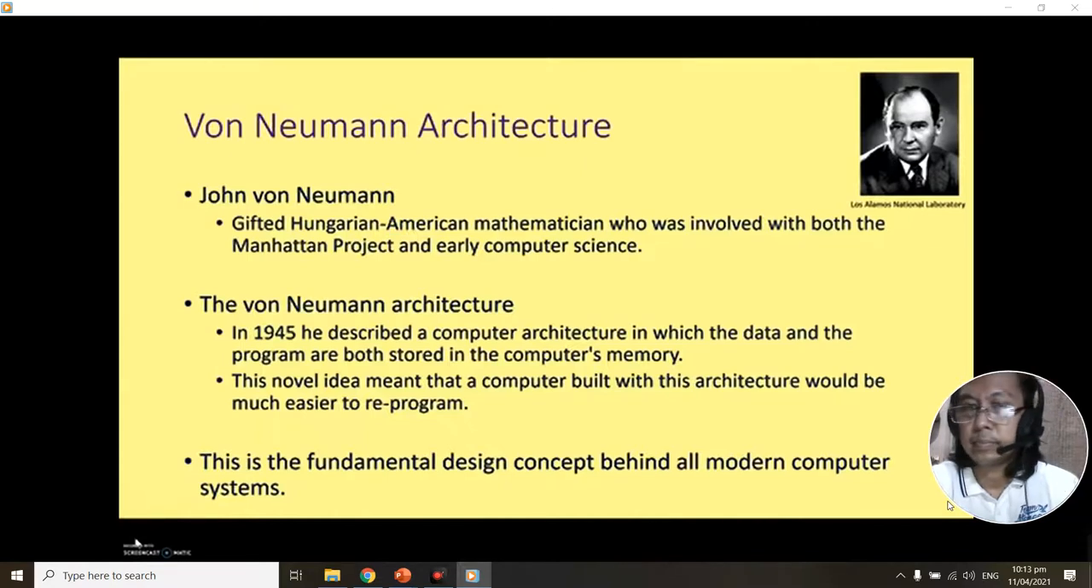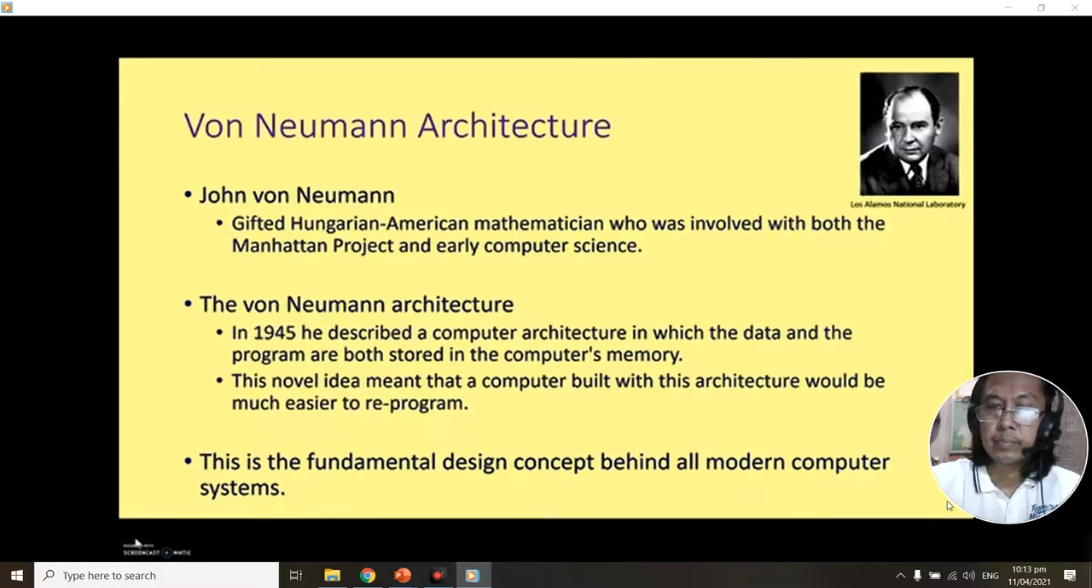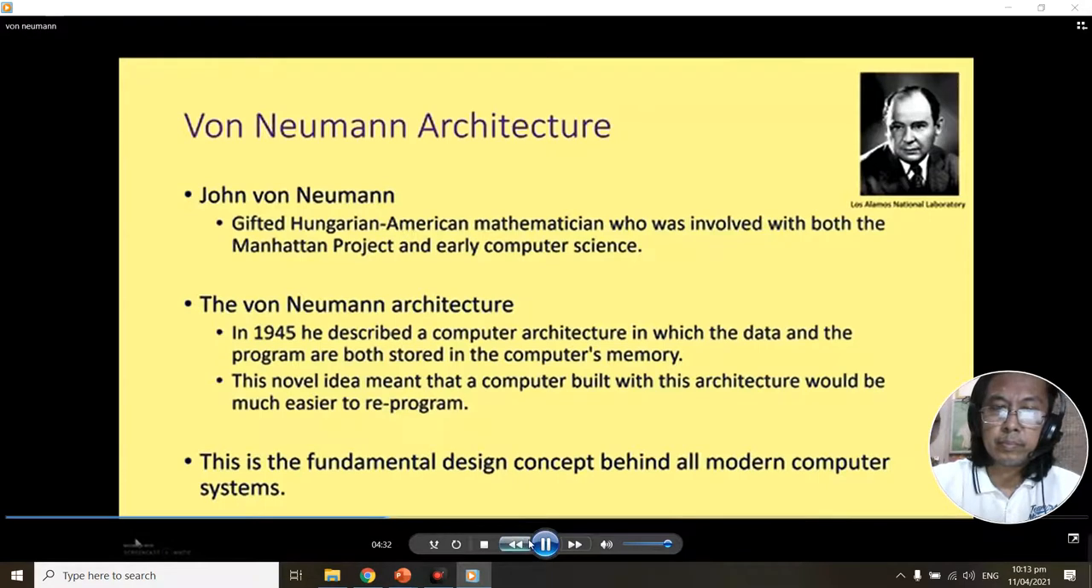In 1945, he described a computer architecture in which both the data and the program were stored in the computer's memory. Now, by having the program stored in memory, it made it a lot easier to change things, because the data and the program are in binary, they're stored in the memory, and you can change the data and the program whenever you like. And this is still the fundamental design concept behind all modern computer systems.